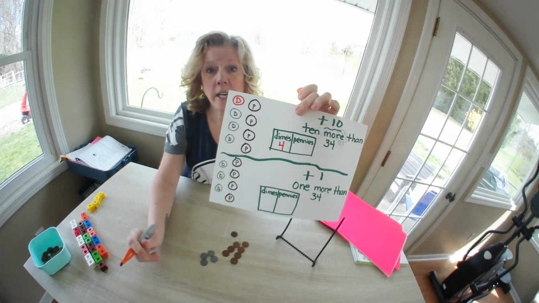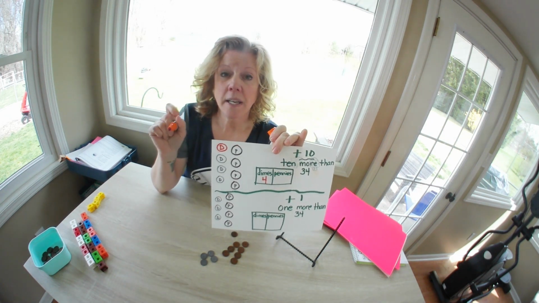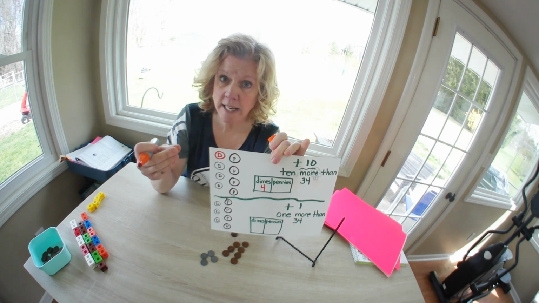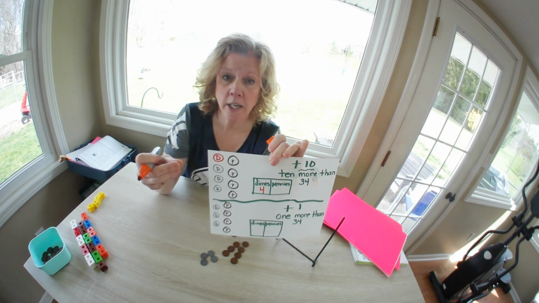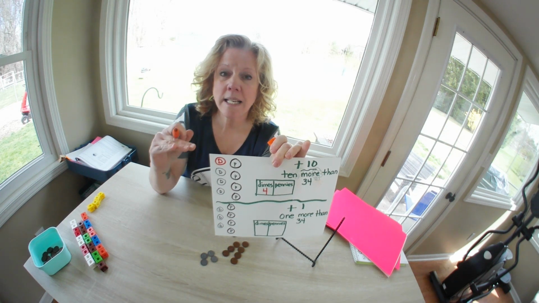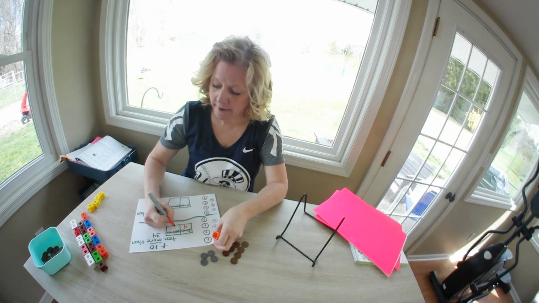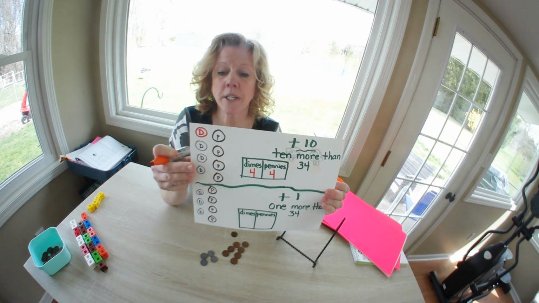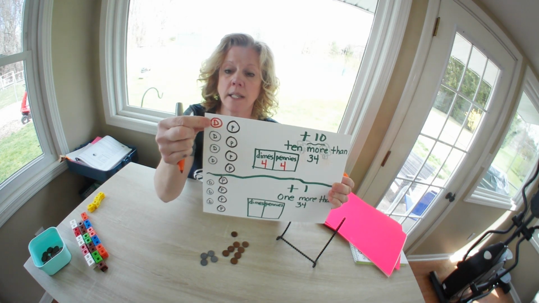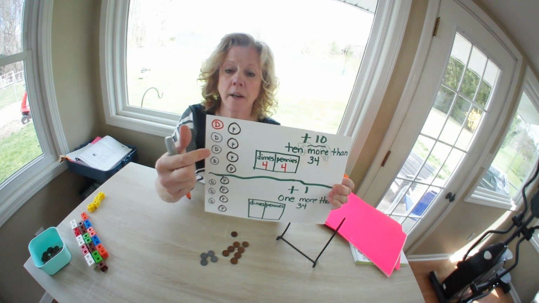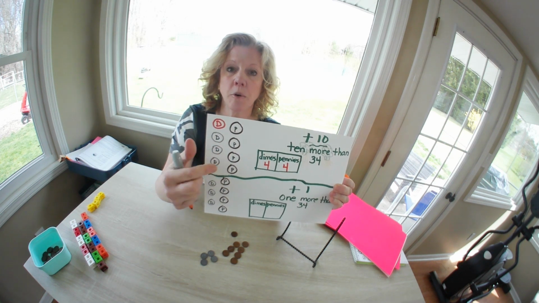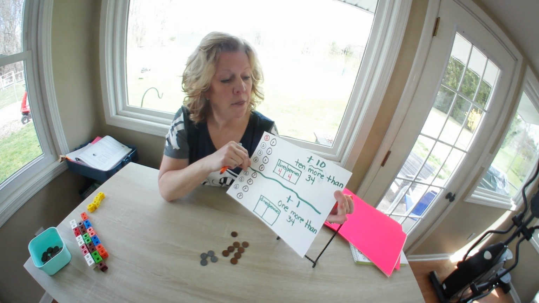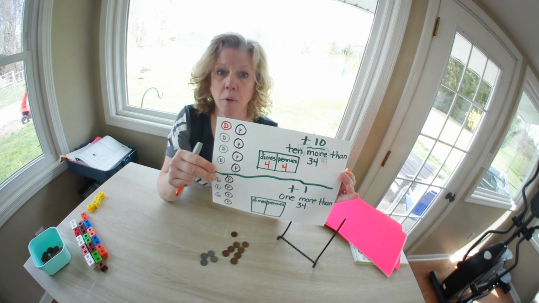Did my pennies change? Now remember, if I'm adding 10 to it, my tens, or in this case my dimes, are the only thing that's going to change. My pennies or my ones stay exactly the same. So I still have 4 pennies. So my answer is 44. And if I count it, 10, 20, 30, 40, 41, 42, 43, 44. I have 44 cents. So 10 more than 34 is 44.